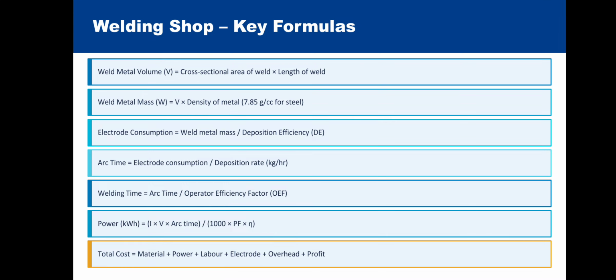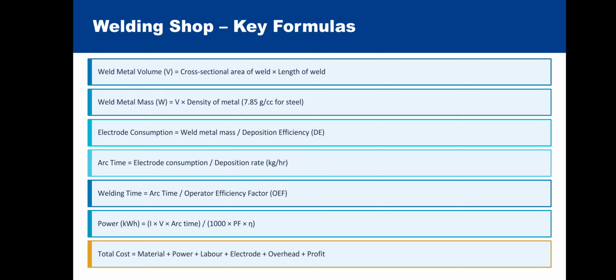Welding shop: the key formulas or basic equations used in the welding shop are weld metal volume V, that is capital V, is equal to cross sectional area of weld into length of weld. Weld metal mass W is equal to V into density of metal, that is 7.85 gram per cc for sheet steel. Electrode consumption is equal to weld metal mass divided by deposition efficiency, that is DE.